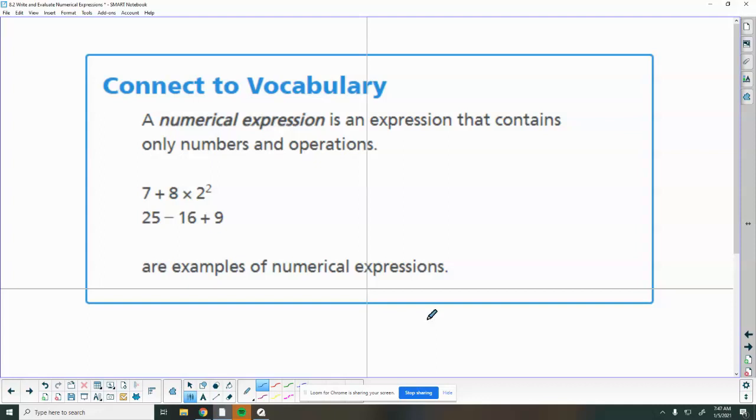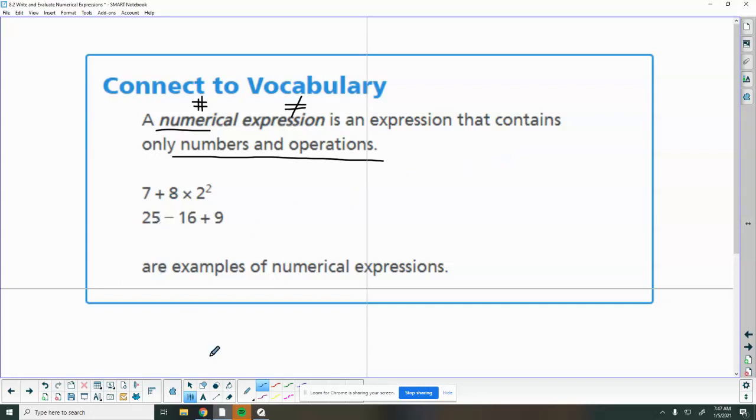A word we need to talk about is a numerical expression. In here, you can hear almost the word number. So numerical just is another word for it's made up of only numbers. And an expression is something that does not have an equal sign, no equal sign. It's just the problem. No answer, no equal sign. So a numerical expression will only have numbers and operations, no equal sign, no variables.